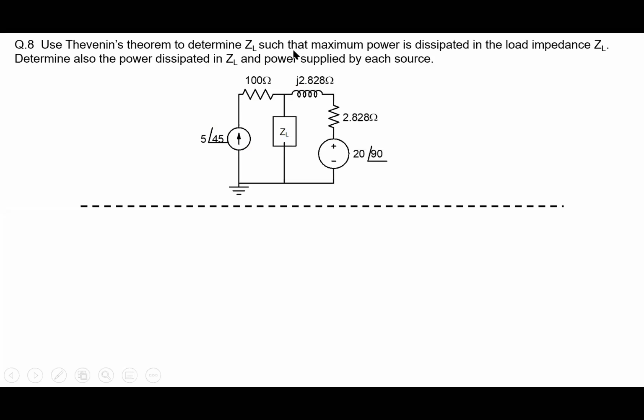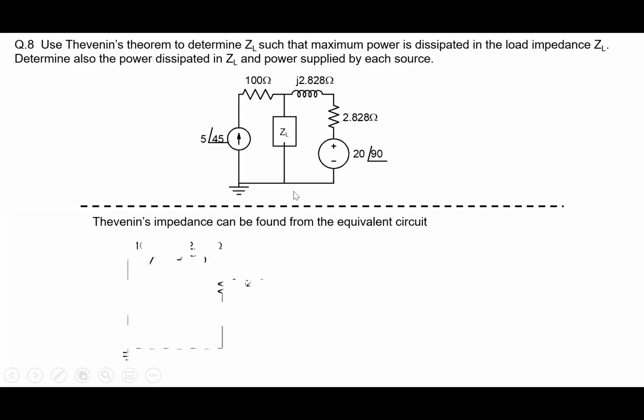Okay, so use Thevenin's theorem to determine ZL such that maximum power is transferred. To determine Thevenin's impedance, let's open up the current source here and short the voltage source here. Since there are no dependent sources here, you can remove independent voltage and current sources, and then it becomes straightforward to calculate the net impedance between those two terminals here. So this is open circuit.